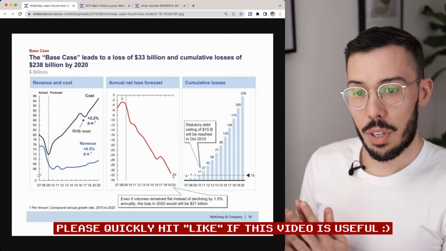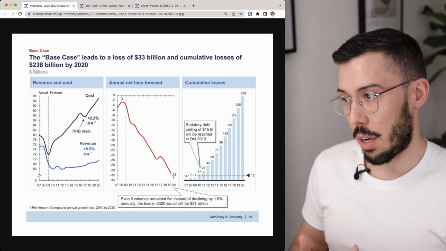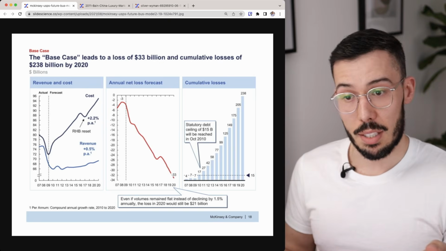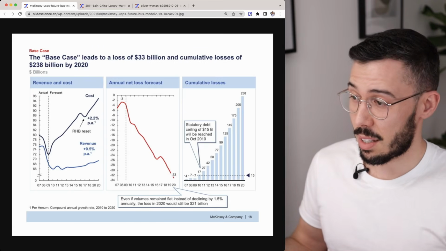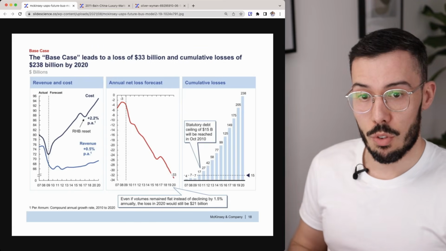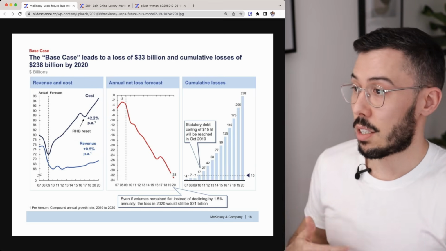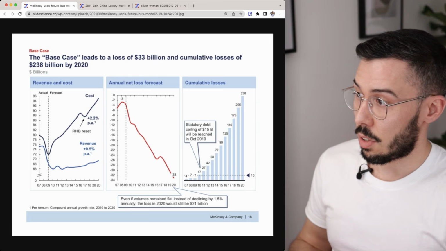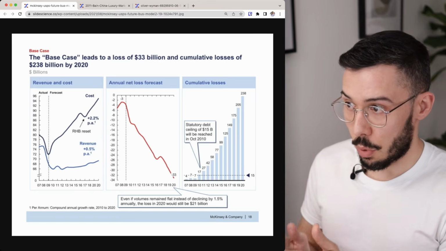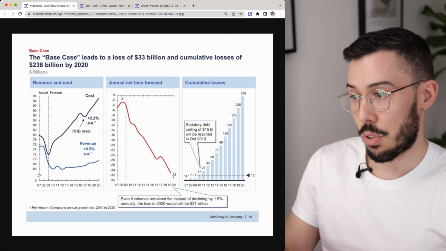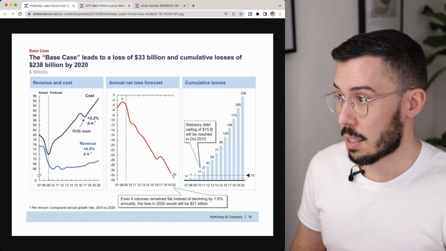Now this is a really good example of how to use an action title. You can see in the slide body here, there's 3 panels, and those panels are all showing different things. So if I was to pick up this slide and read it, I wouldn't necessarily know what the most important part of this slide is. So what they've done with the action title is they've drawn out and highlighted the key parts of the slide. So they say the base case leads to a loss of $33 billion and a cumulative loss of $238 billion by 2020. So now I very quickly know what the most important parts of this slide are, and it's clearly panel 2, panel 3. So that's one example of McKinsey using action titles in their slides.